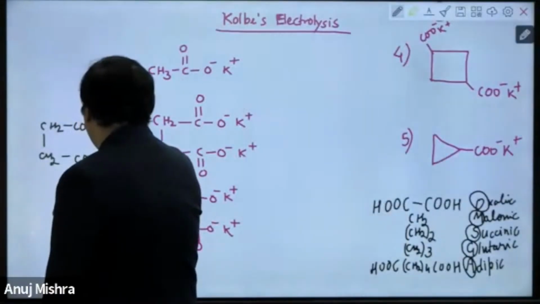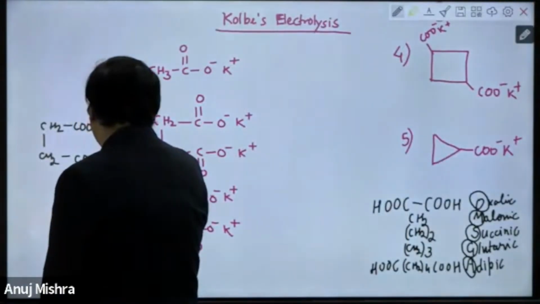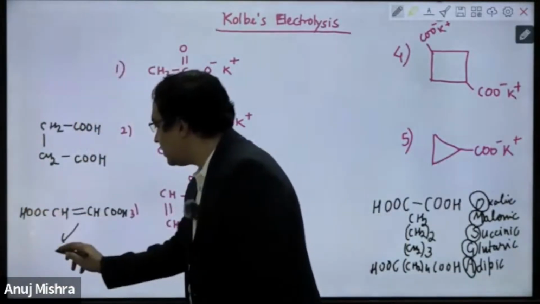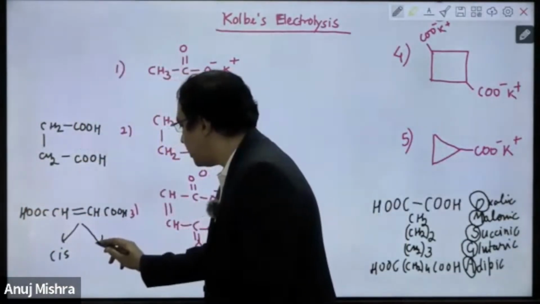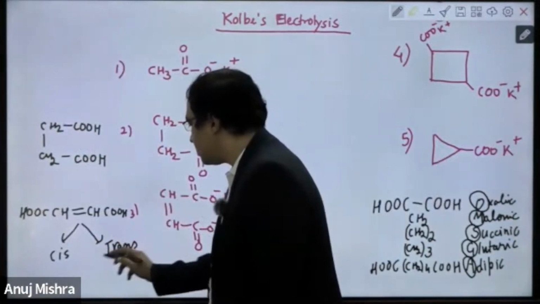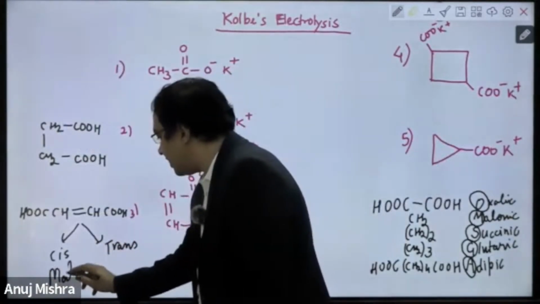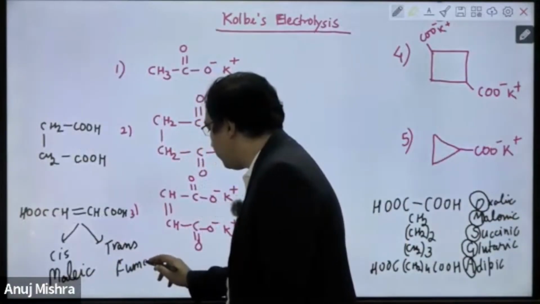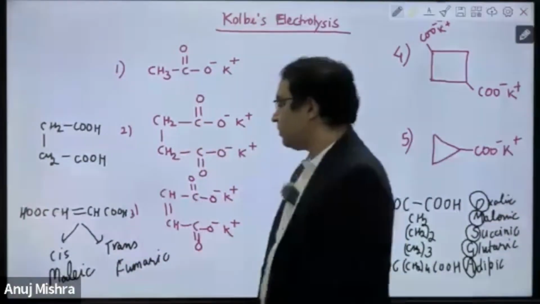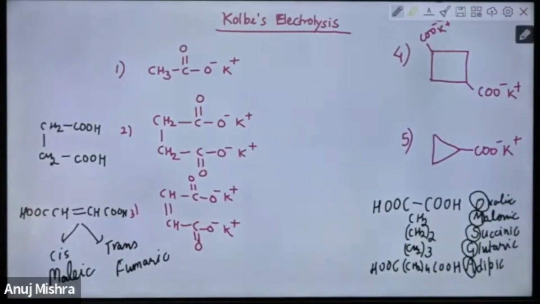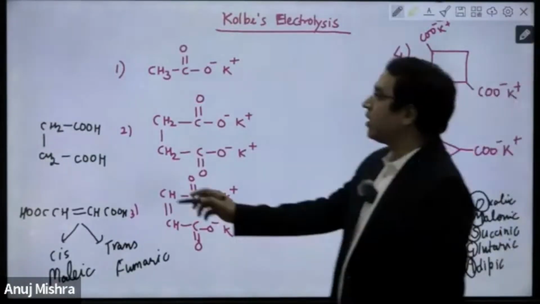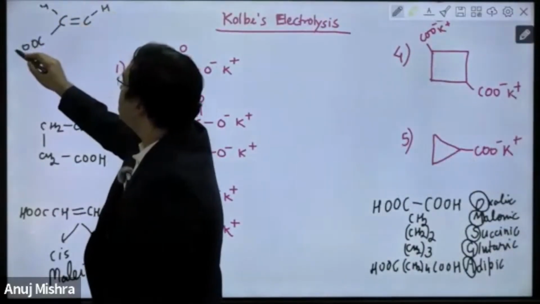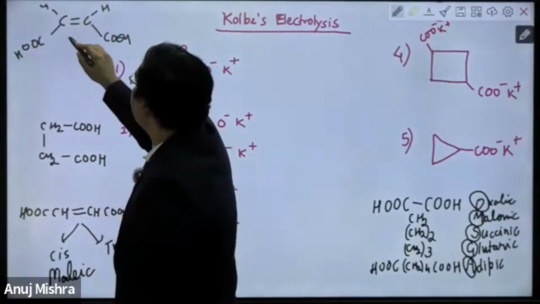CH double bond CH, COOH, COOH. If it is in the cis form, you already know what cis and trans are. Can you draw it yourself? This is called maleic acid. And if it is trans, it is called fumaric acid. So how will cis look? C double bond C, H and H on the same side, COOH and COOH on the same side. What will its name be? Maleic acid.